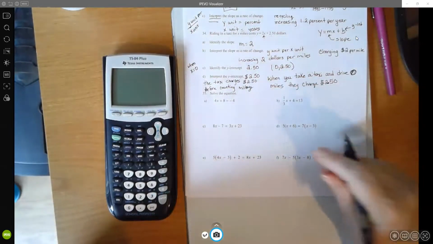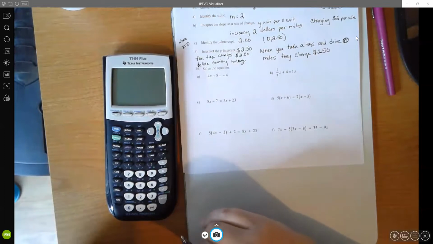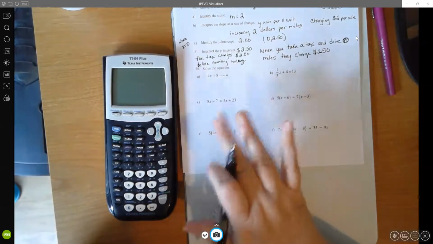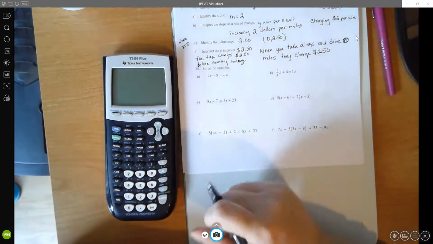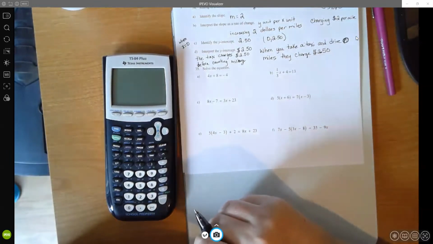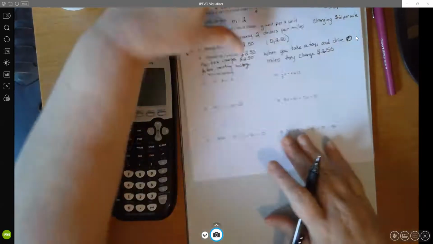Now let's solve equations. For 35, we have 6 equations to solve. The first equation is 4x plus 8 equals -4. Remember, in solving equations, our goal is to get x by itself. If x is by itself, we have solved the equation.